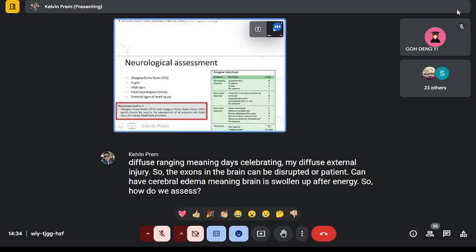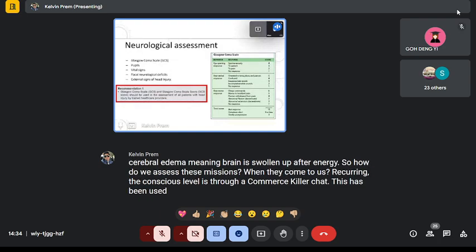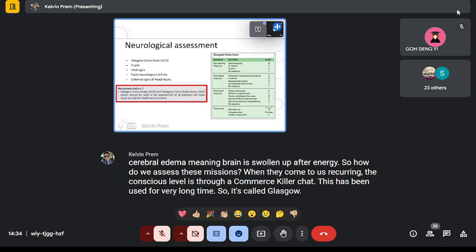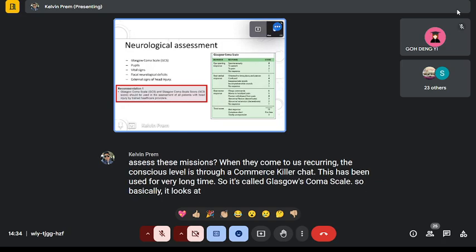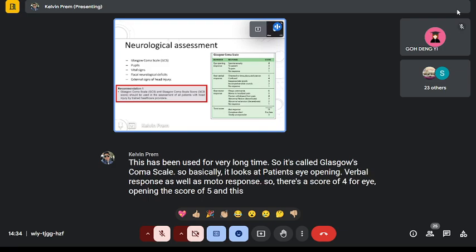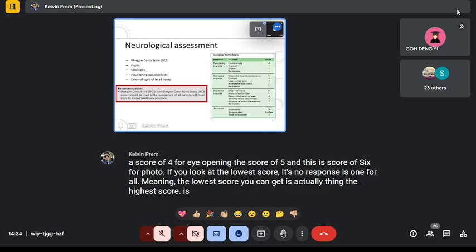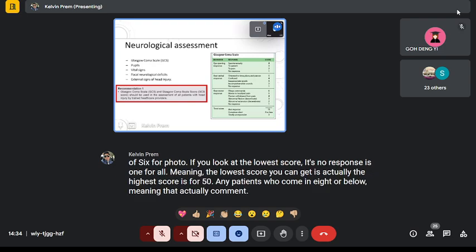So how do we assess these patients when they come to us regarding the conscious level? It is through a coma scale chart, which has been used for a very long time. It's called the Glasgow Coma Scale. Basically, it looks at the patient's eye opening, verbal response, as well as motor response. There's a score of 4 for eye opening, 5 for verbal, and 6 for motor. No response is 1 for all, meaning the lowest score you can get is actually 3. The highest score is 15. Any patient who comes in with 8 or below is actually comatose.